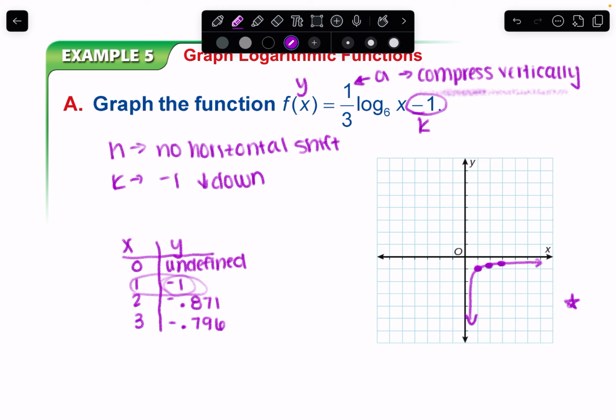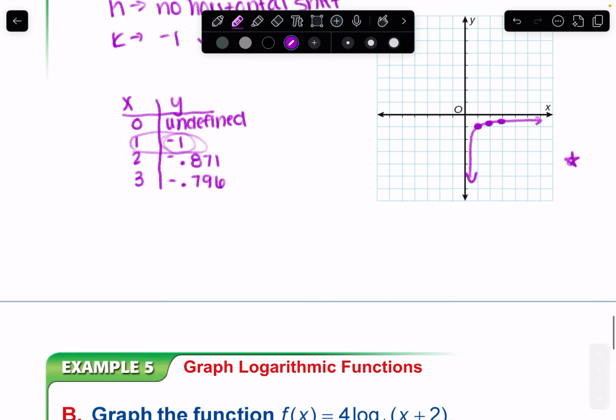Okay, so your answer is your graph. However, I would make sure you have a table, make sure you know how to plug into it, and understand what the a value, the k value, and the h value do to your graph, so you know that you're actually graphing it correctly.